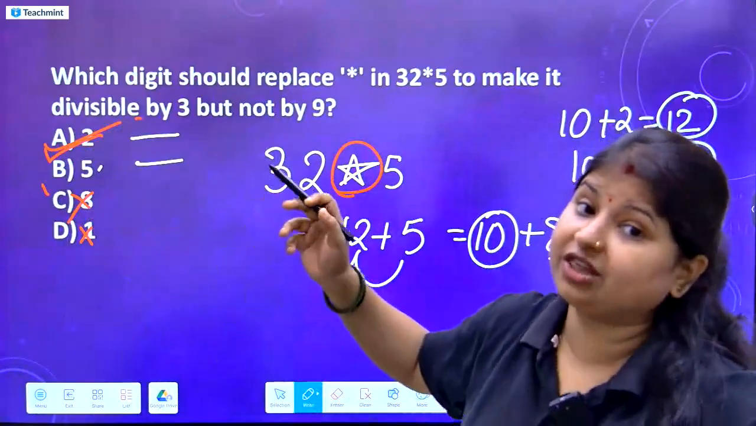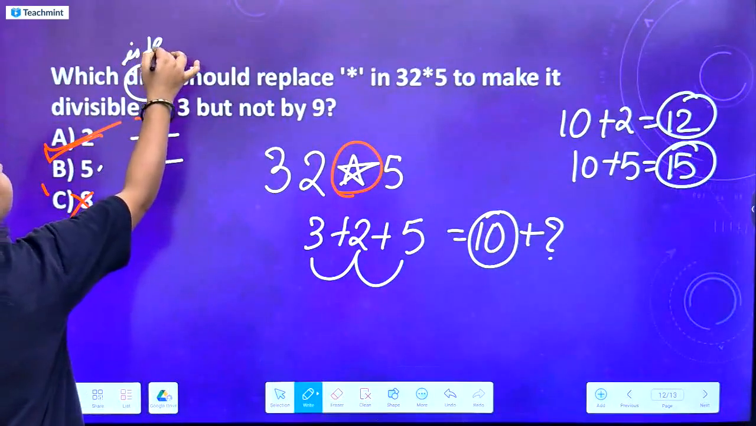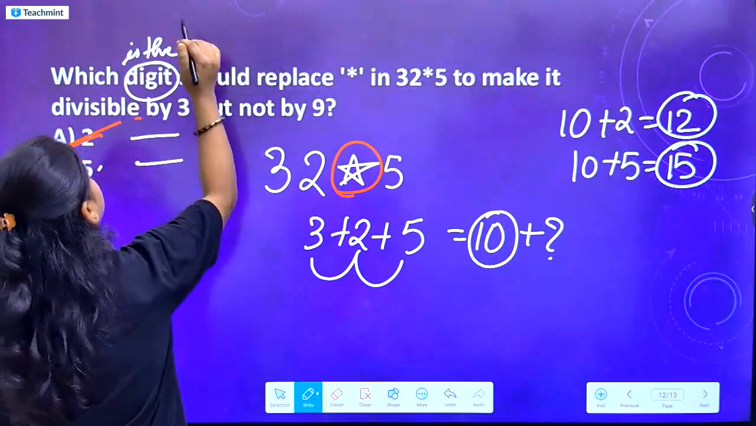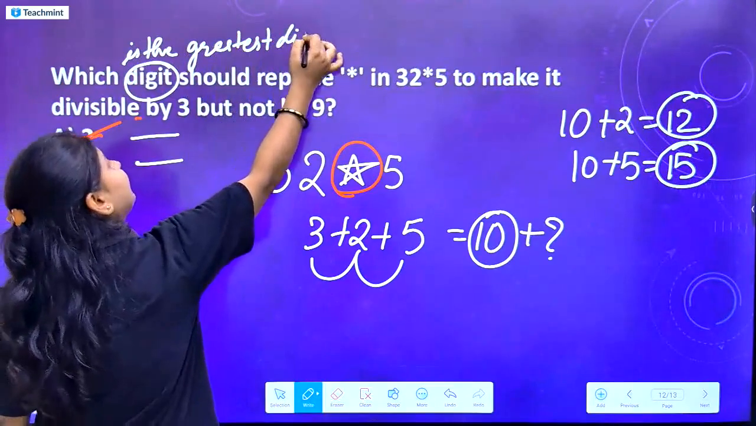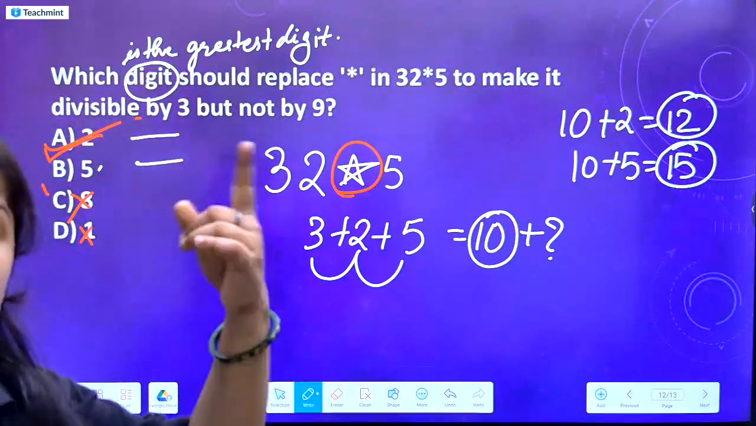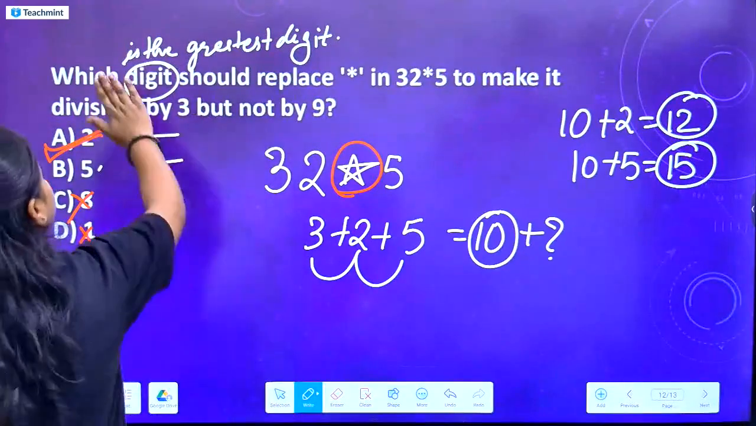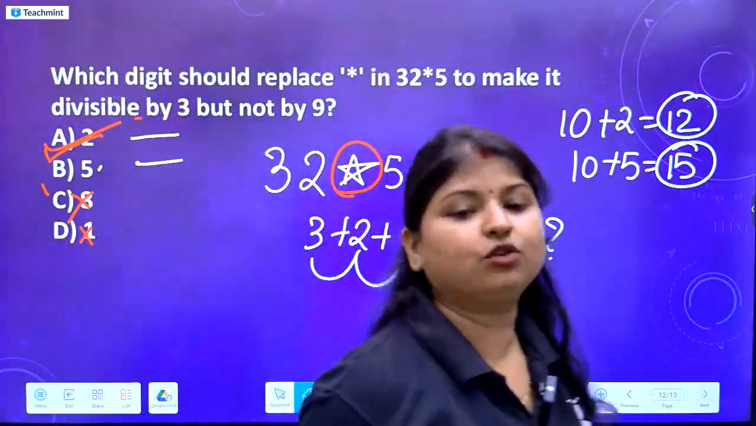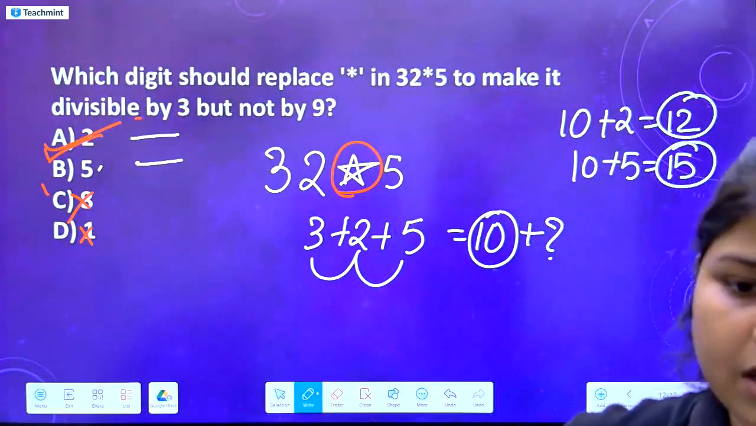If here it was mentioned which is the maximum, maximum means greatest digit, then you could take 5 as the answer. But if nothing has been mentioned in the question, then you will always take the smaller value, that is 2. 10 plus 2, 12.